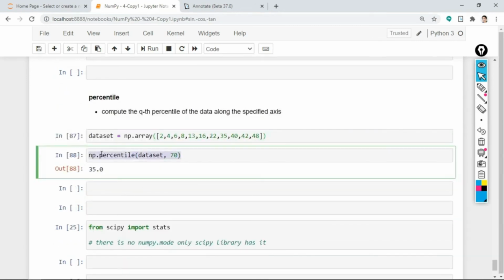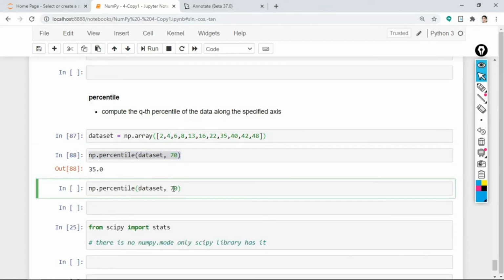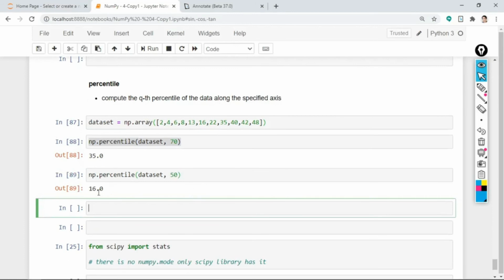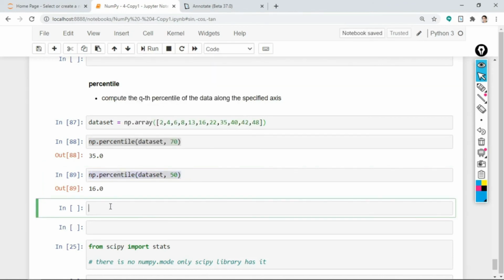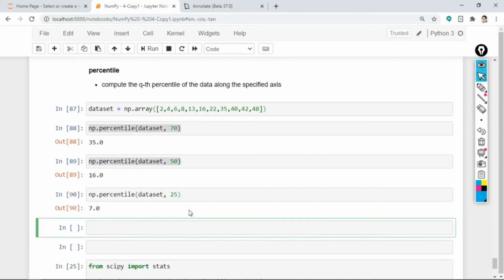So for example, we have the 50th percentile. So what is the 50th percentile? The specific data. So we have 16. Okay, that's the score. So how about the 25th percentile? The 25th. Okay, so that's the 7. If you score 7, you're only 25% higher than among the rest of the scores.